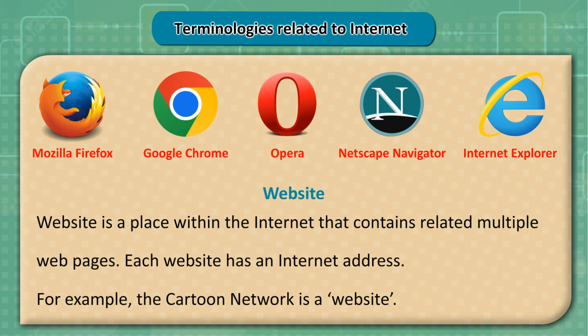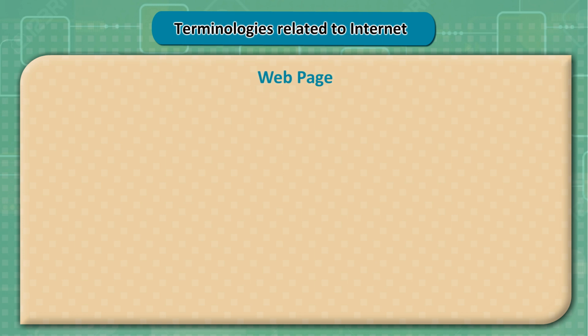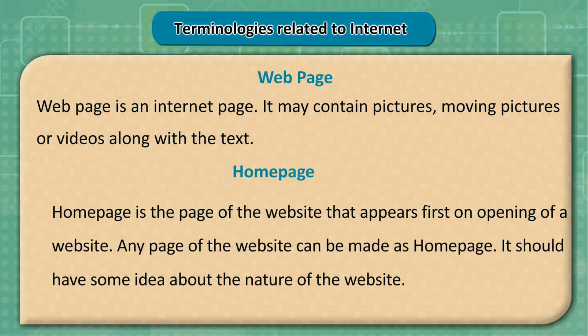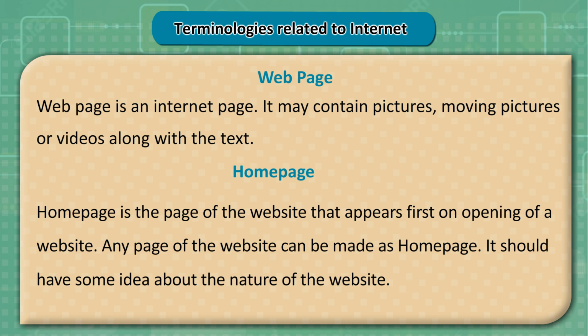Website. A website is a place within the Internet that contains related multiple web pages. Each website has an Internet address. For example, the Cartoon Network is a website. Web page. A web page is an Internet page. It may contain pictures, moving pictures or videos along with the text. Homepage. Homepage is the page of the website that appears first on opening of a website. Any page of the website can be made as homepage. It should have some idea about the nature of the website.